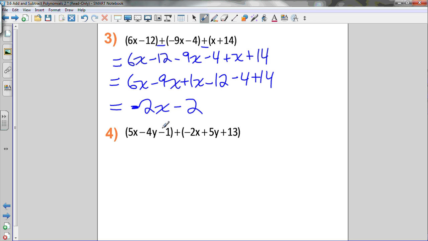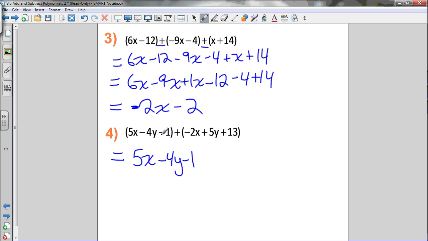Next one. So in this case, I'm adding two trinomials instead of binomials like in the previous question. So that's fine. Still follow the same rules for adding polynomials. So I know to add polynomials, I simplify by dropping the brackets and then collecting like terms. So let's rewrite this without the brackets.